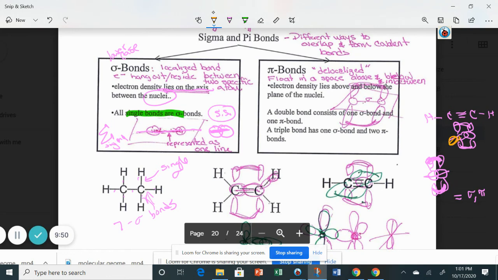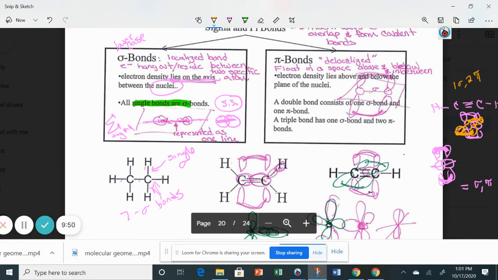This goes out at you and then it goes back into the computer and comes out and goes back. And then there's another one there to make it a pi. So when you have a triple bond, you get one sigma and two pi's when you count types of bonds. And that's all you really need to know about sigmas and pi's right now.